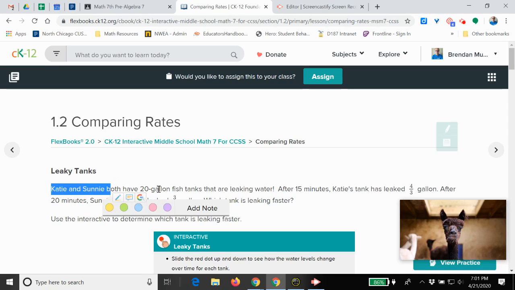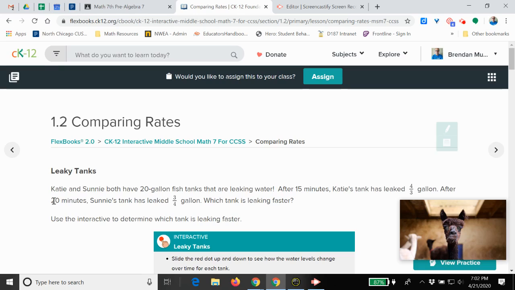Katie and Sunny have fish tanks that are leaking water. After 15 minutes, Katie's tank has leaked 4/3 of a gallon of water. And after 20 minutes, Sunny's tank has leaked 3/4 of a gallon of water. Who's going faster? So this is 4/3 of a gallon per 15 minutes, and this is 3/4 of a gallon per 20 minutes.